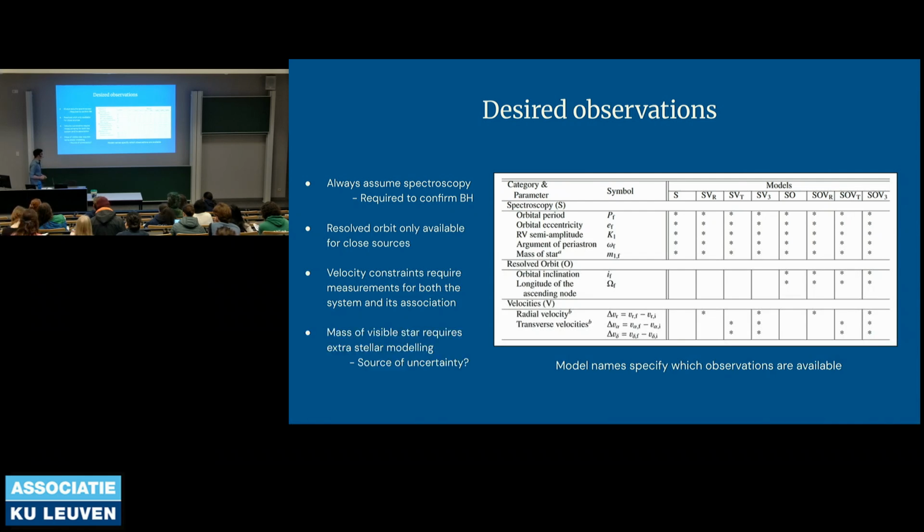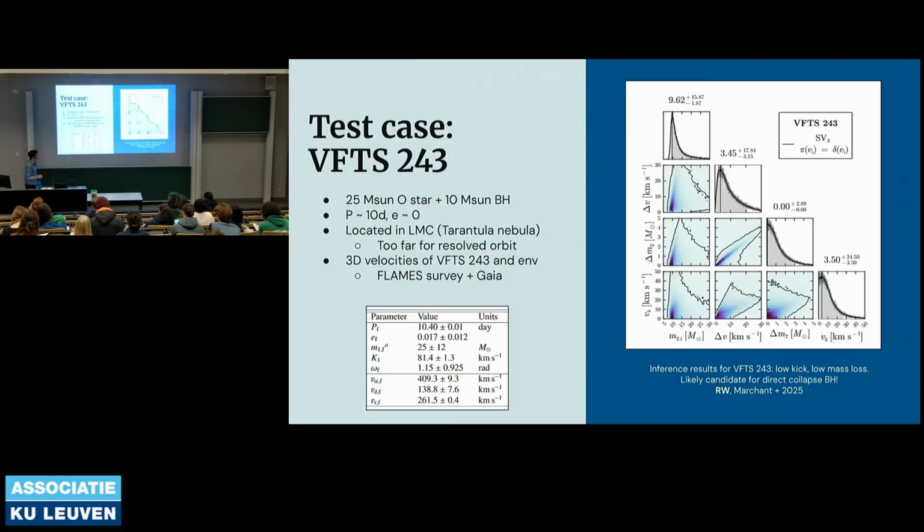The mass of the visible star is a particularly convoluted one. It requires extra stellar modeling. So you do need spectroscopy for this, but then you need to do some additional stellar modeling, which may be uncertain if, for example, you thought that your system interacted prior to the supernova, prior to the explosion, and you had accretion onto that star. It's now a post-accretion star. It's harder to gauge what the mass is of that star. So there's some uncertainty here. The others are generally less model dependent.